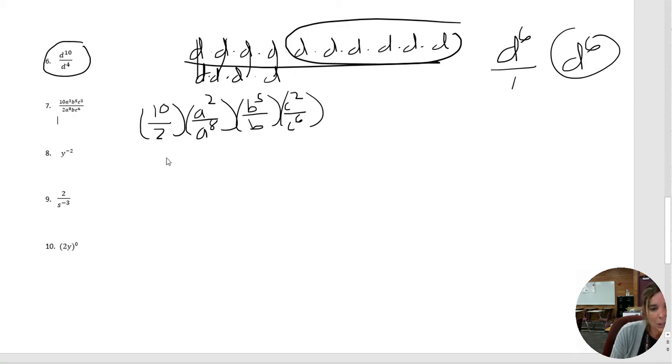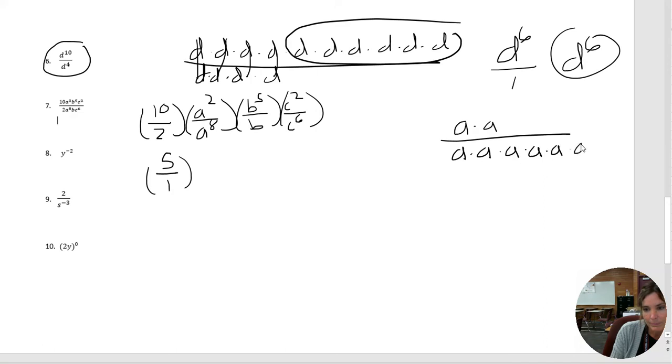So the 10 over 2, that simplifies to a 5, and we can write that as 5 over 1. Okay, the a to the 2nd over a to the 8th, that looks like this. So these two cancel, we're left with a 1 on top, and then we have an a to the 6th on the bottom. And then b to the 5th over b to the 1st is going to be b to the 4th on the top.